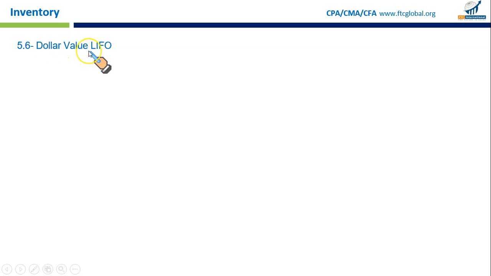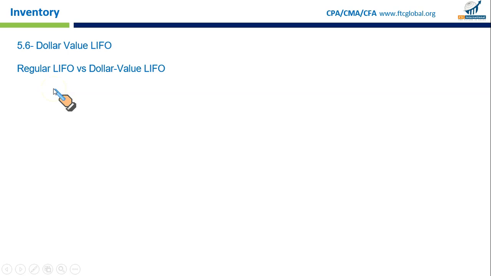Next we have dollar value LIFO. This method is basically a modification of your traditional LIFO inventory system, but it measures dollar values instead of units. So it accounts for changing price levels by using a price index. We'll discuss what it is. So what's the difference between regular LIFO and dollar value?